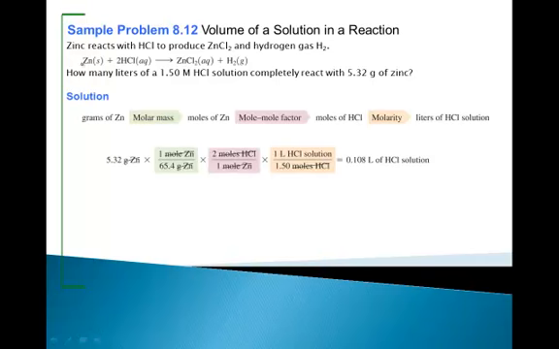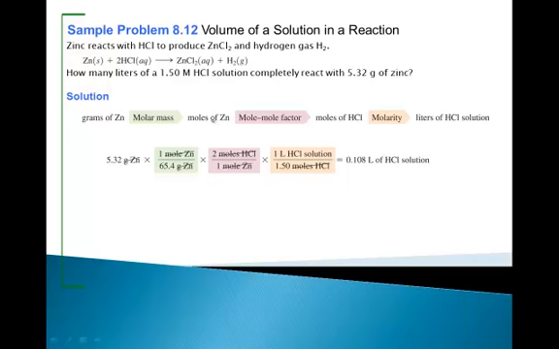Now the next one, I'm going to be using that molarity in a stoichiometry problem. And it says zinc's going to react with HCl to produce ZnCl2 and hydrogen gas. So there's my balanced equation. And I want to know how many liters of a 1.5 molar solution of HCl if I start with 5.32 grams of zinc. Okay, so the first thing, I have to take our grams and convert it to moles. And to do that, I use the molar mass.